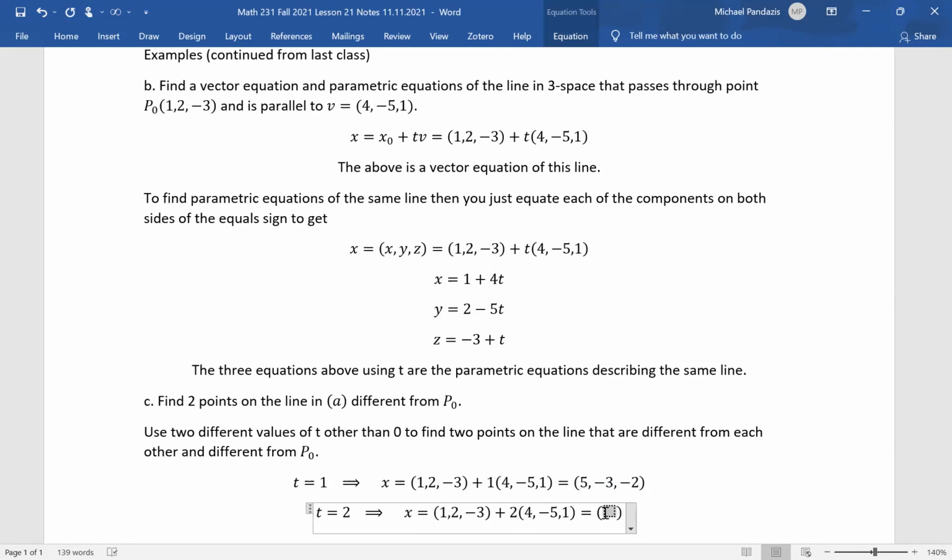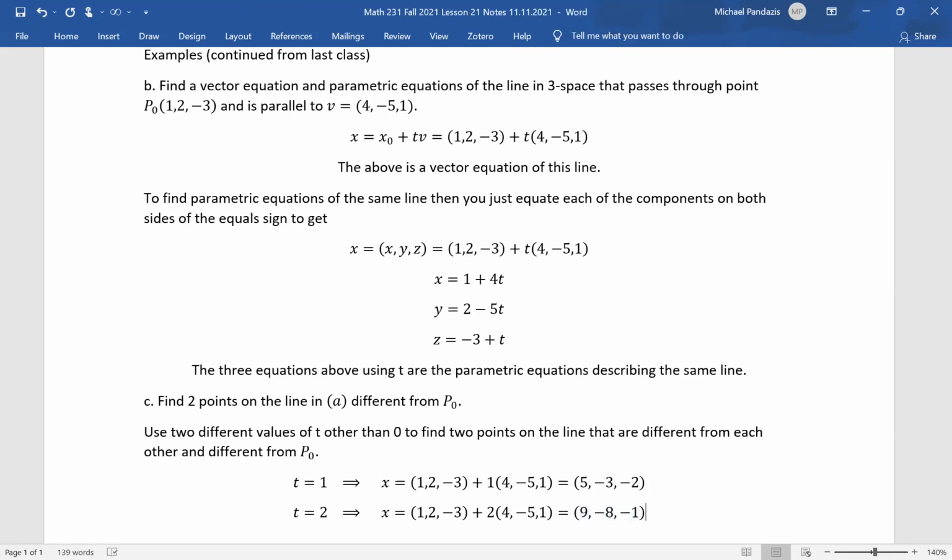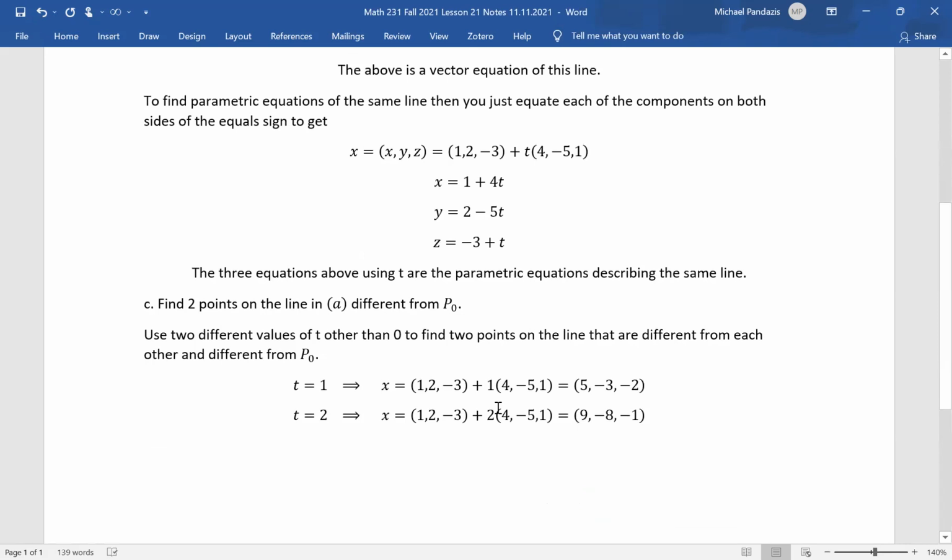The first component is 1 plus 2 times 4, which is 1 plus 8, which is 9. The second component is 2 plus 2 times -5, which is 2 minus 10, which is -8. And the third component is -3 plus 2 times 1, which is -3 plus 2, which is -1. The other point is 9, -8, -1. So these are 2 points that are on the line that are different from the initial point, P naught 1, 2, -3. Okay, so with that example is done.